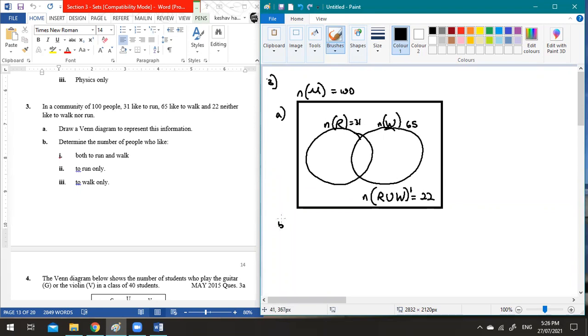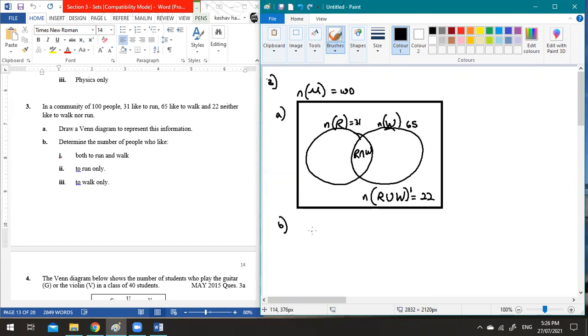Now part B, determine the number of people who like to both walk and run. Right? So that's here and here. So this is run, this is walk. We're trying to find the middle here, right? Which is the intersection. So the correct notation for the middle here will be R intersect W.